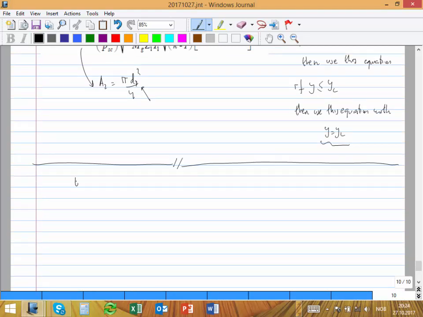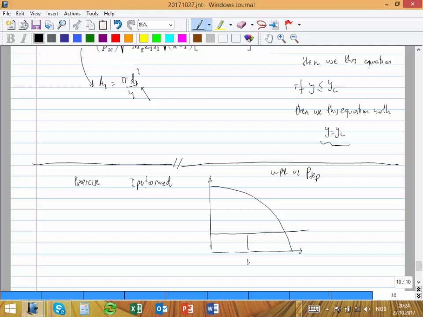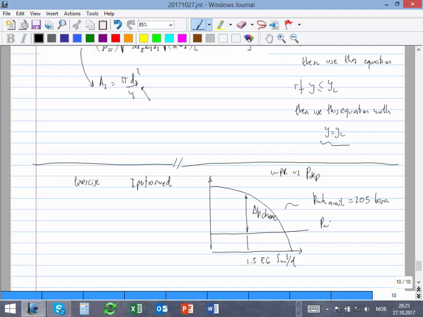We're going to do an exercise based on the Excel sheet that you performed some days ago, the WPR versus P separator equilibrium. You performed these two curves. Then you said, I want to produce 1.5 e to the 6 standard cubic meters per day, and I need the delta P of the choke. PWH available was around 205 bar, and PWH required was 40 bar. So that gives you a delta P of the choke of 155.